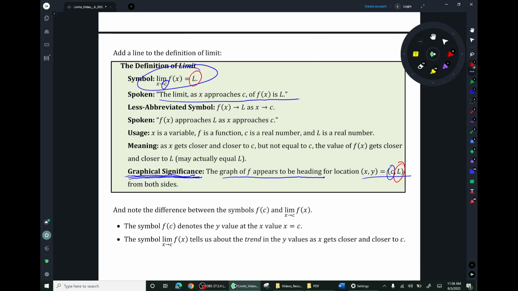to be heading for. Notice that I keep saying location, I don't say point, because when you finally get to that location, there may or may not be a point there. Doesn't matter. The limit is about the trend in the y values. This symbol is about the trend. So that's a key difference from the symbol f parentheses c. This symbol denotes the y value right at the x value, x equals c.